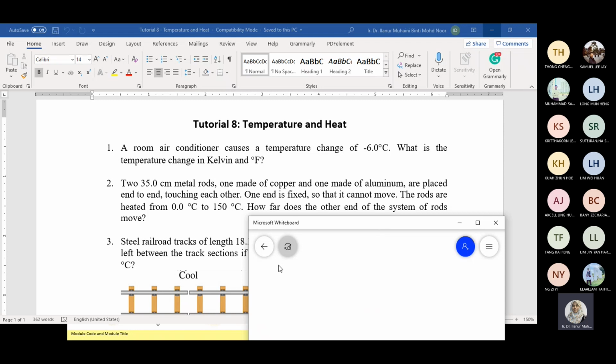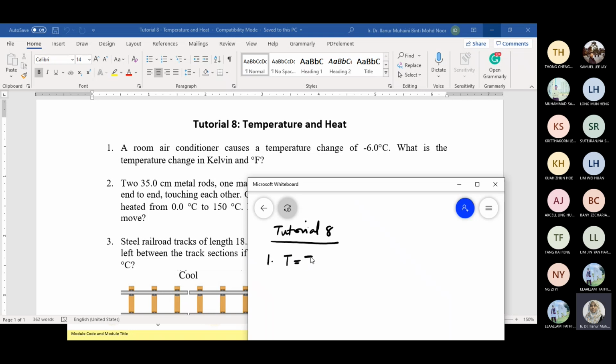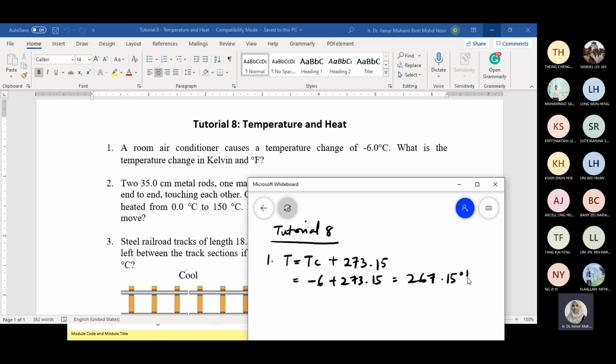So for number one, T equal to TC plus 273.15. So the temperature given, the temperature change, is negative 6. So negative 6 plus 273.15 equal to 267.15 degree Kelvin.